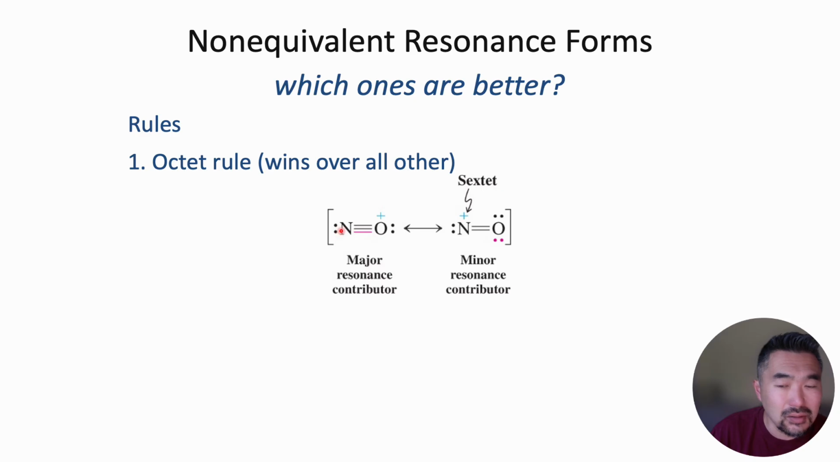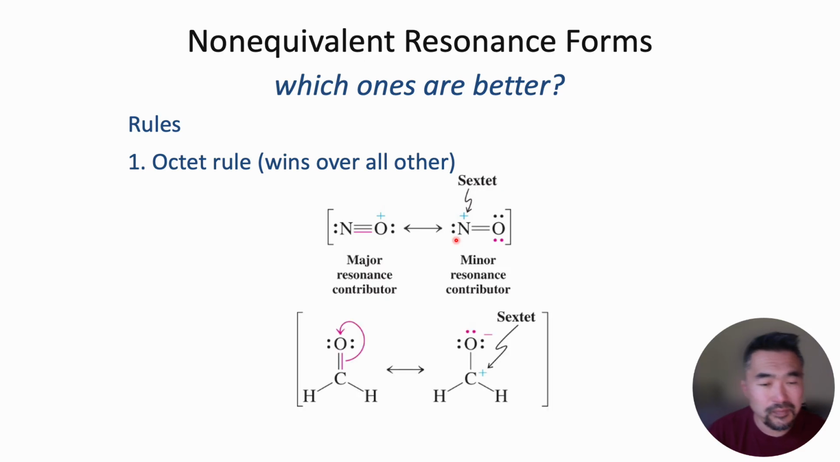This nitrogen has 2 lone pair electrons and 3 bonds, and each bond has 2 electrons in it. So it's got 8 electrons around it, and same with the oxygen. So they all meet the octet. But this nitrogen here only has 6 electrons. It's in a sextet state, so it's the minor contributor.